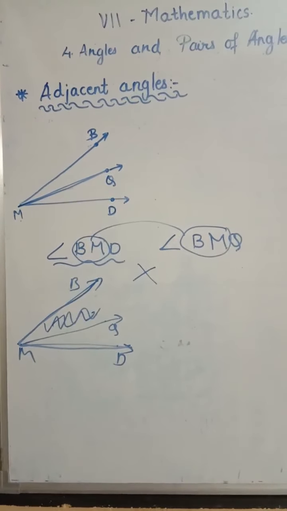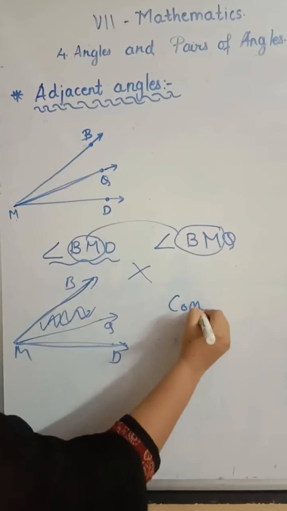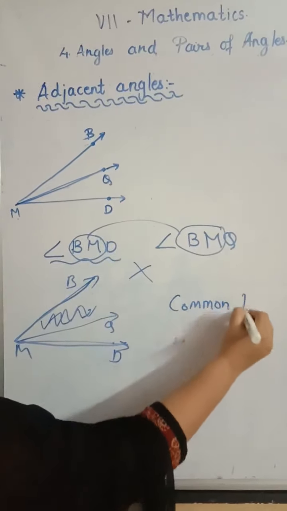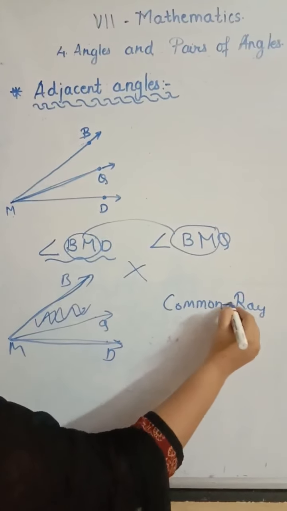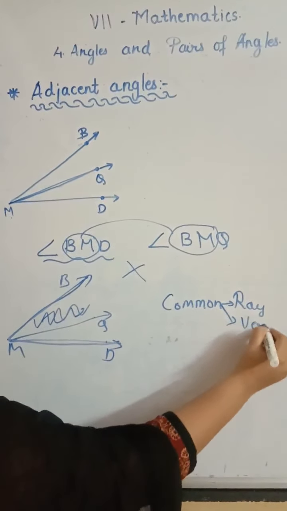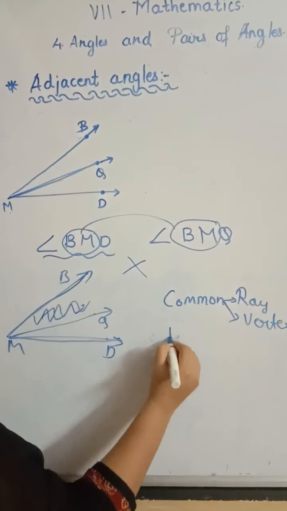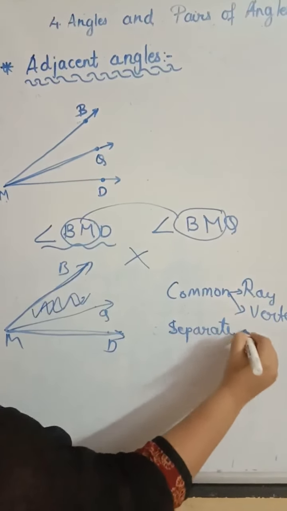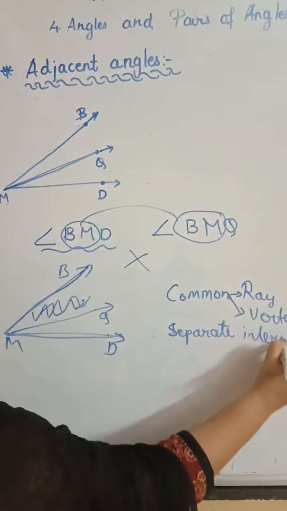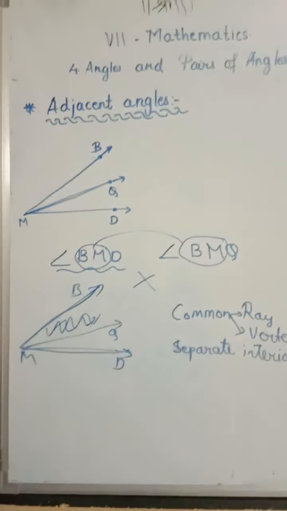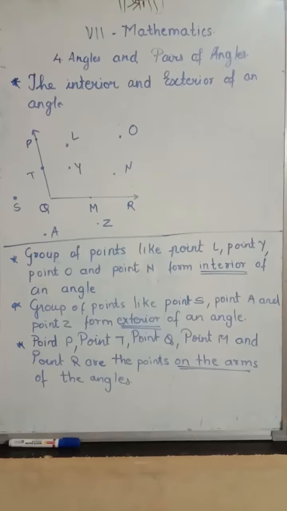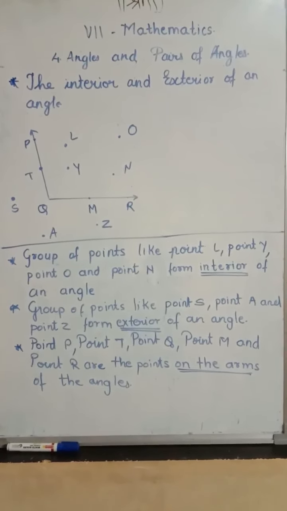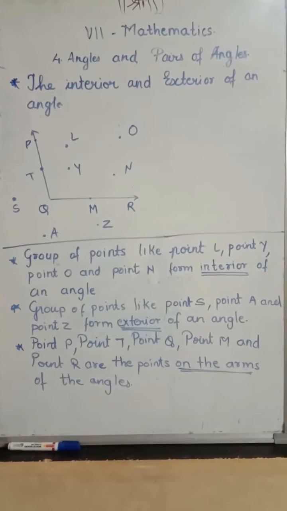So adjacent angles have a common ray, a common vertex, but separate interiors. These are the notes which you have to write before practice set 15.